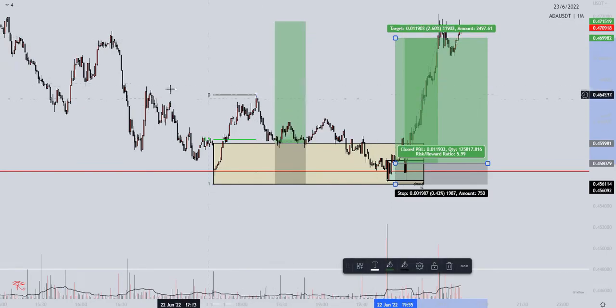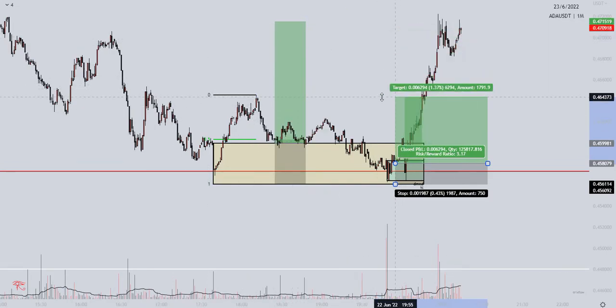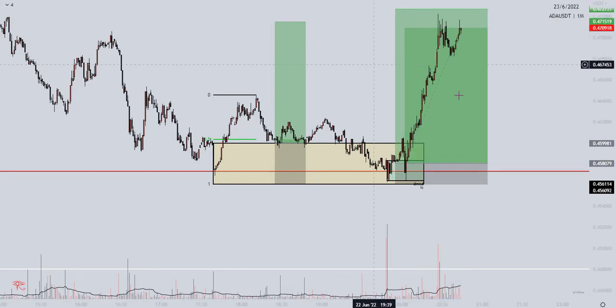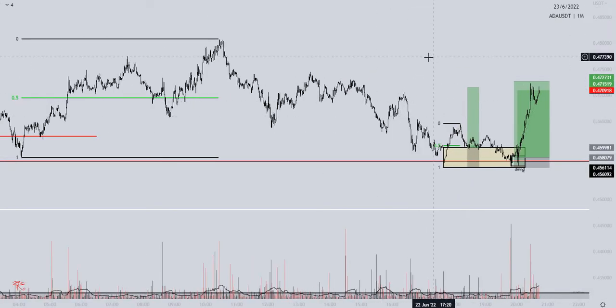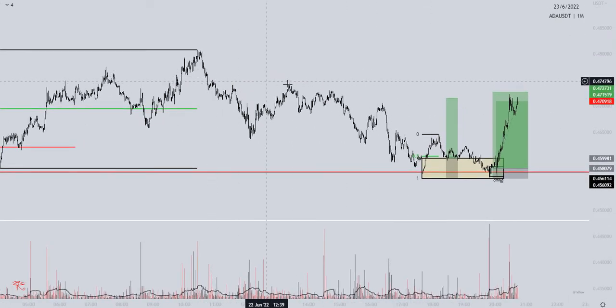Again, targeting that liquidity. So this is our first take profit, right? That take profit is hit. And then we're looking for next take profits within the range. So I see all this liquidity right here, again, that same exact thing that I was showing you before.